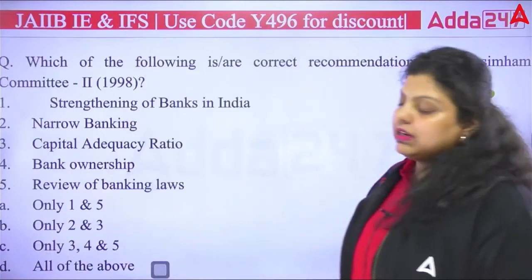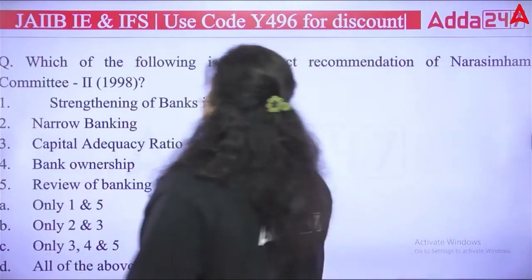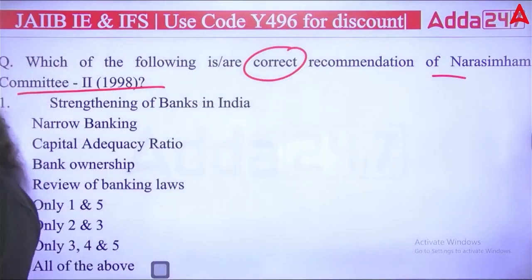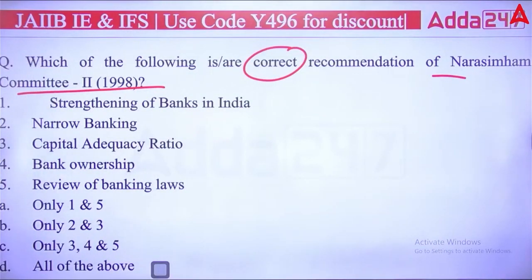Next question we have from the 1998. So it is talking about which of the following is our correct recommendation of the Narasimhan Committee 2 that was introduced in 1998. The Narasimhan Committee 1 and Narasimhan Committee 2, they both are financial sector reforms related committees. Okay, so first is saying strengthening of banks in India, narrow banking, capital adequacy ratio, bank ownership, review of banking laws. Out of these 5, which of the following is actually a correct recommendation of your Narasimhan Committee?